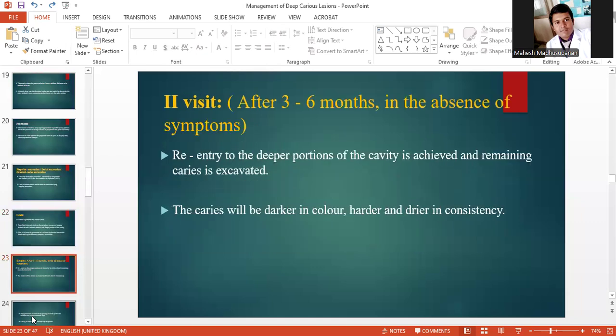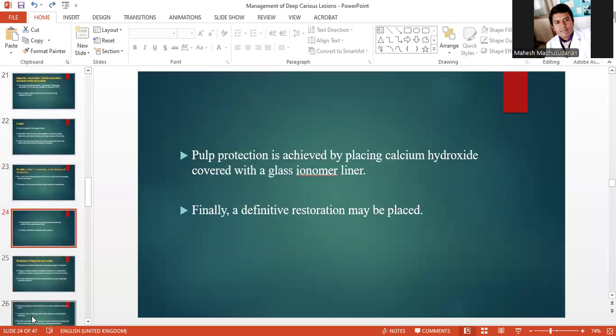In the second visit, after 3 to 6 months, in the absence of symptoms, re-entry to the deeper portions of the cavity is achieved and remaining caries is excavated, and the caries will be darker in color, harder and drier in consistency. Pulp protection is achieved by placing calcium hydroxide covered with a glass ionomer liner, and finally a definitive restoration may be placed.